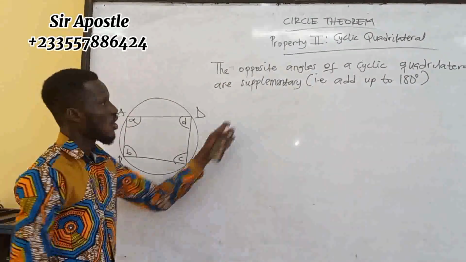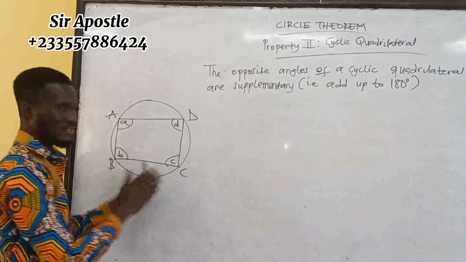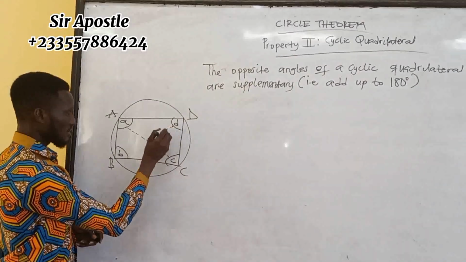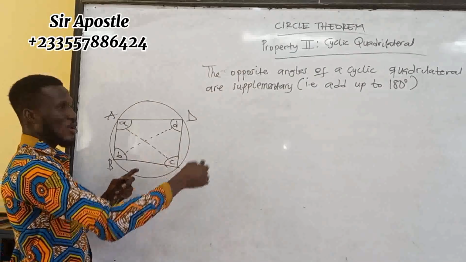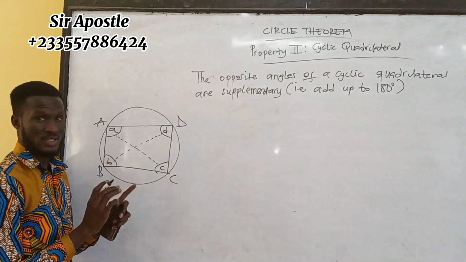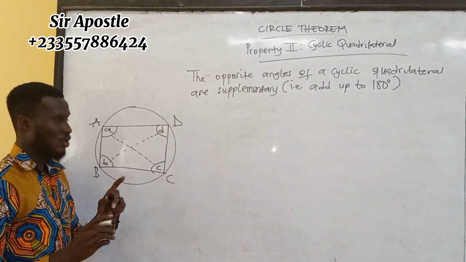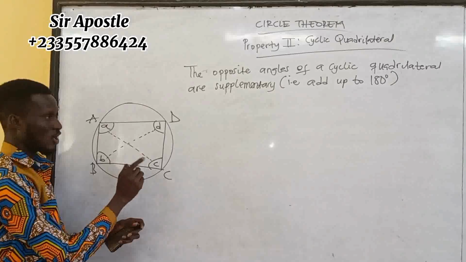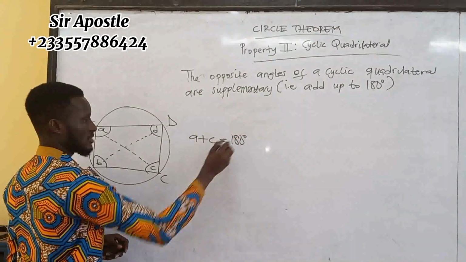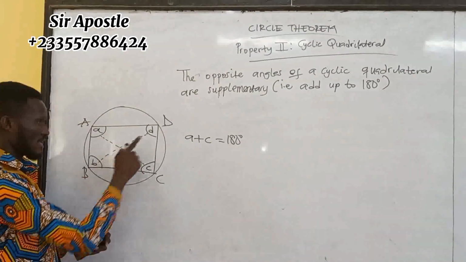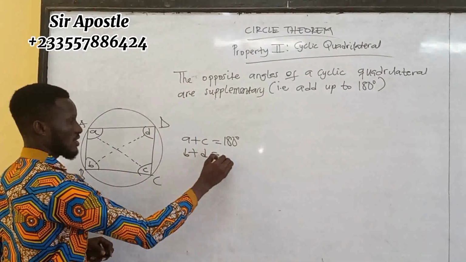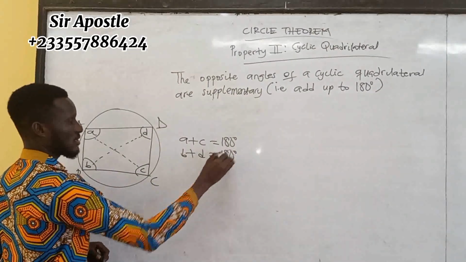What are we saying? Opposite angles. Which angles are opposite? This one is opposite to this one, and this angle is also opposite to this one. So the opposite angles are supplementary. It means that when we add the opposite angles, it's supposed to give us 180 degrees. A and C are opposite angles, so A plus C is supposed to give us 180 degrees. And B and D are also opposite angles. So therefore, B plus D will give us 180 degrees.